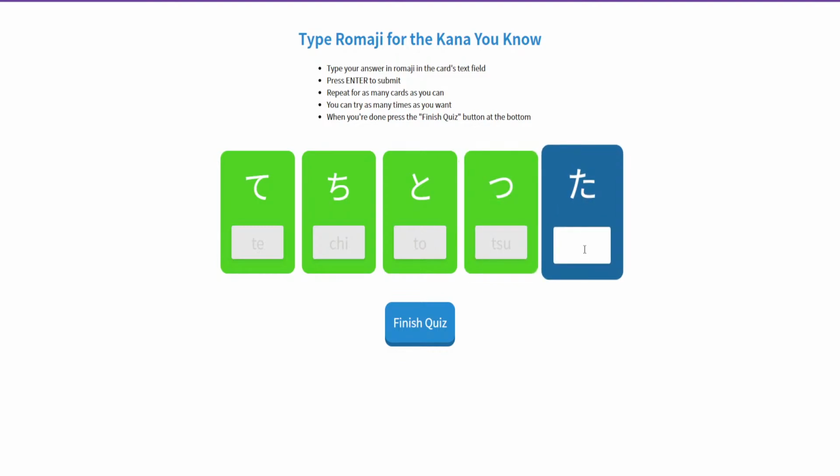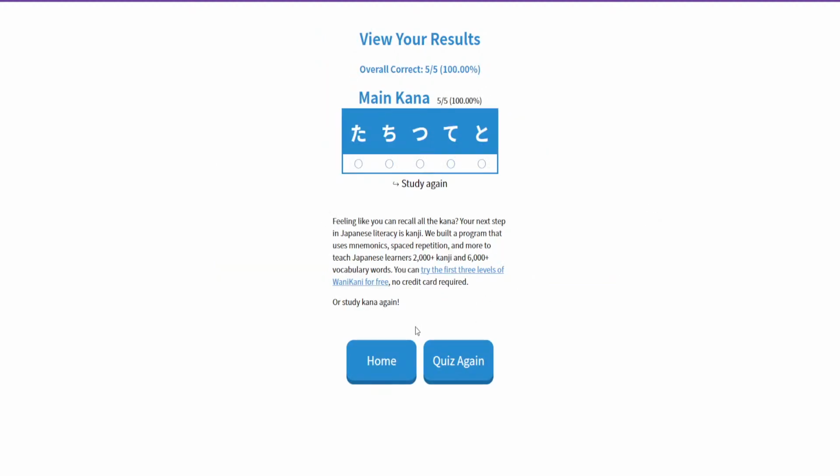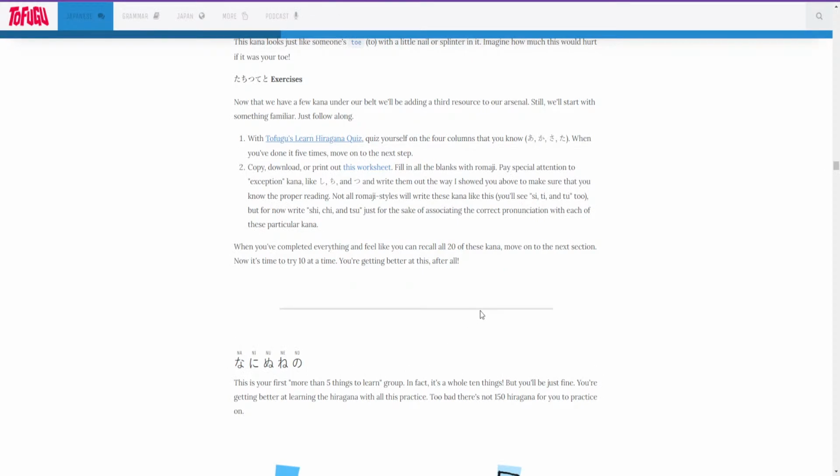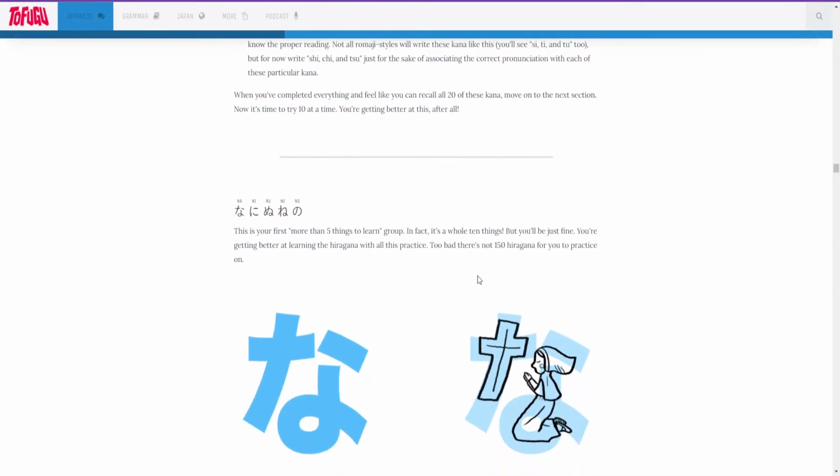And then finally, the first one of the column, it spells out the name of the kana. We have ta. Good job. Alright, that is enough of the ta for a second. Now we're going to move on to the na column.